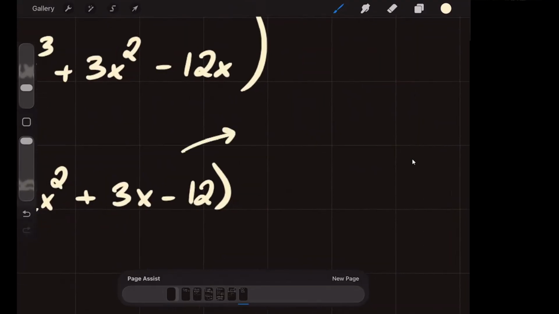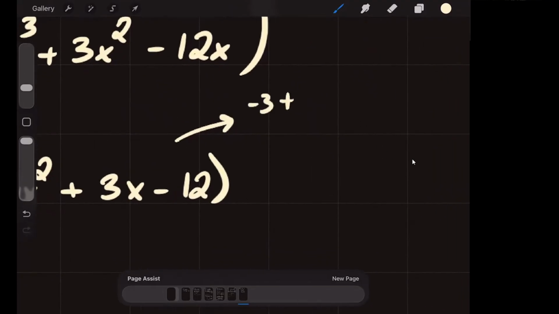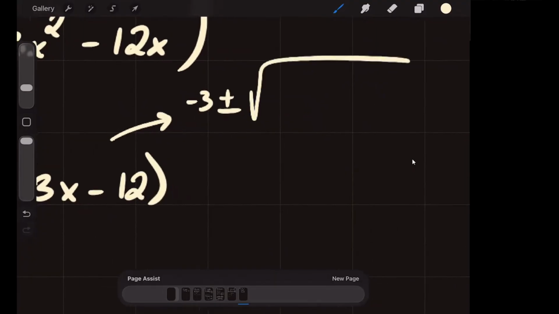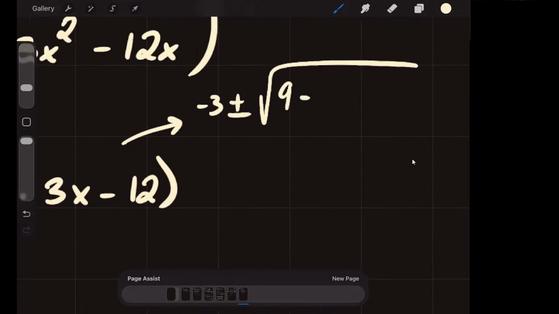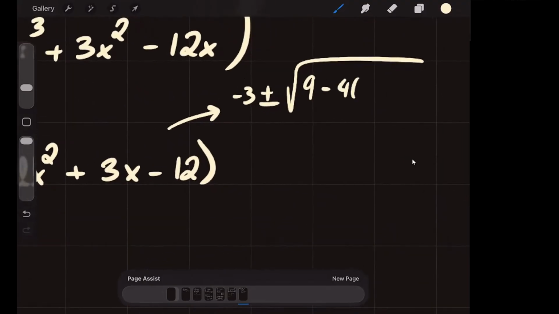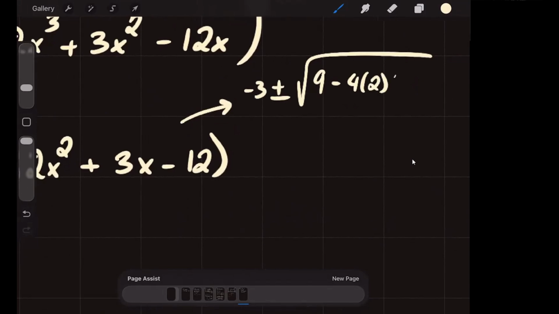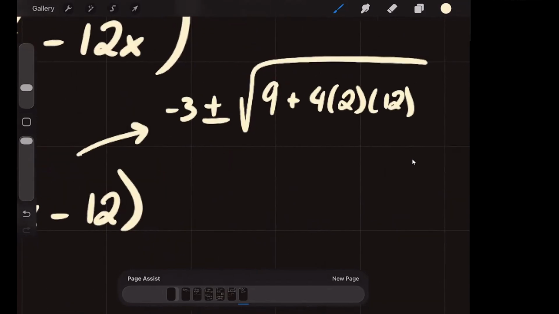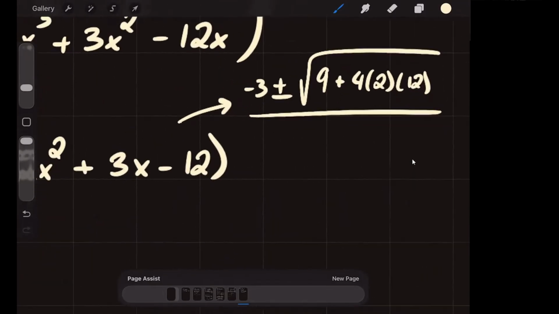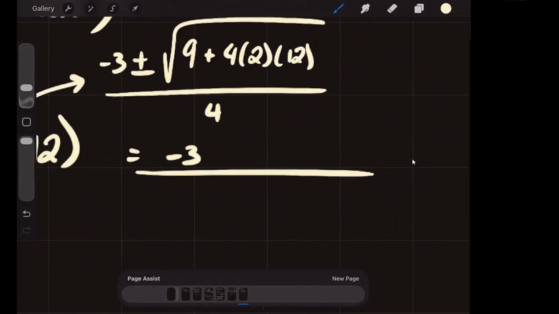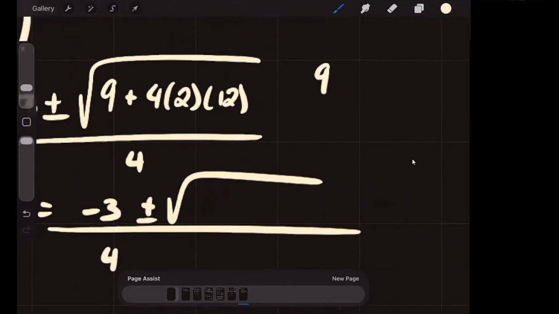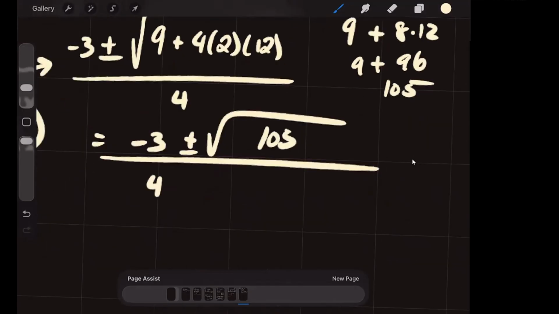I'm going to use the quadratic formula, which gives me negative b plus or minus the square root of b squared minus 4ac. Since c is negative, I'm going to swap the sign. The whole thing over 2a, which is 4. Okay, it's going to give me negative 3 over 4 plus or minus the square root of 9 plus 4 times 2 is 8, times 12, that's 96, so 105.